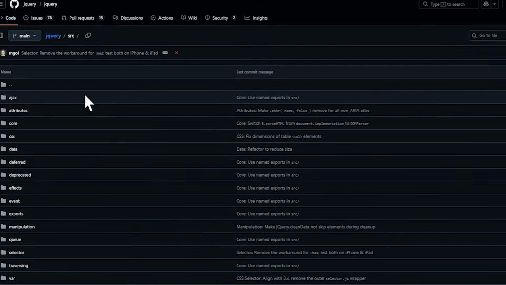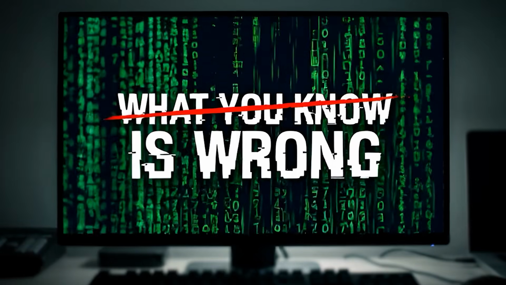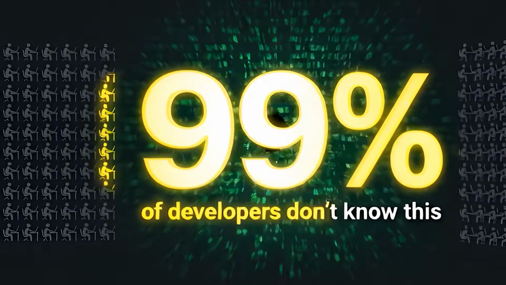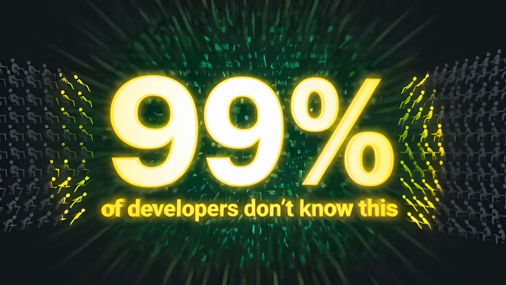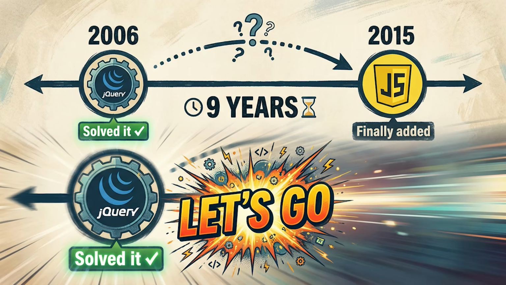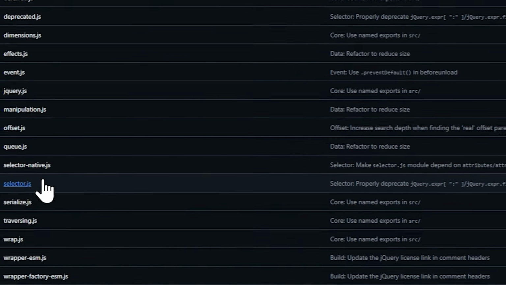I've been diving deep into jQuery source code, and I discovered that almost everything you think you know about how it works is wrong. Today I'm going to show you the hidden architecture behind one of the most influential pieces of software ever written. We are talking insider secrets that 99% of developers, including the ones who use jQuery daily, have never seen. And stick around to the end because I'm going to reveal how jQuery solved problems in 2006 that JavaScript didn't solve until 2015. Let's go.